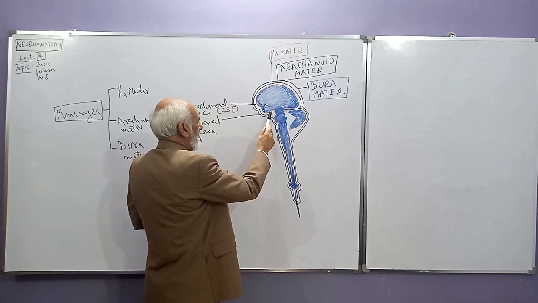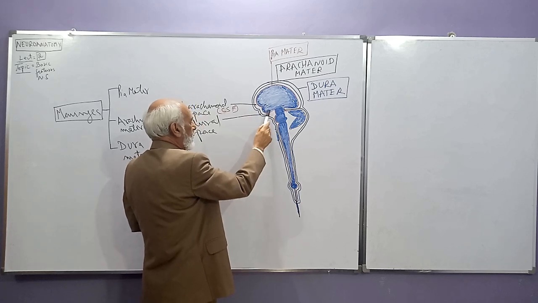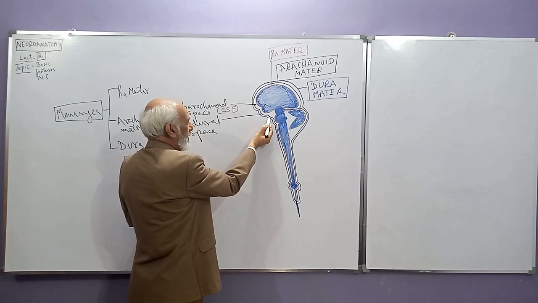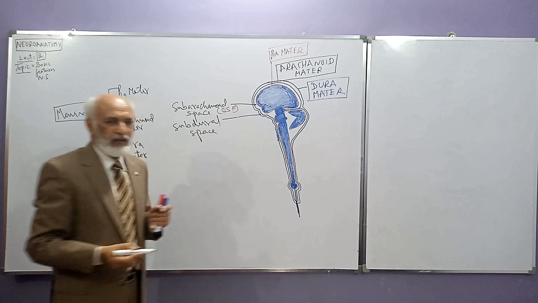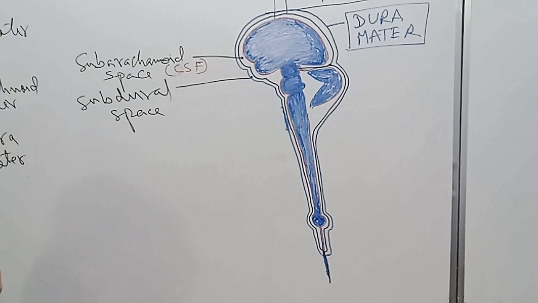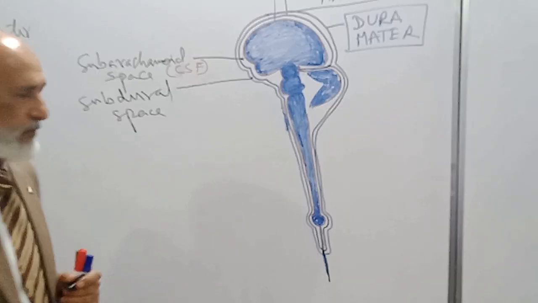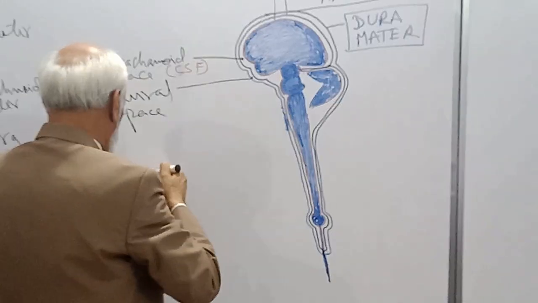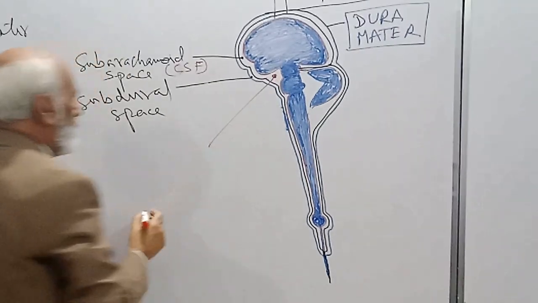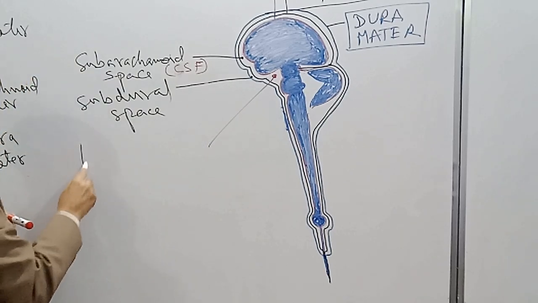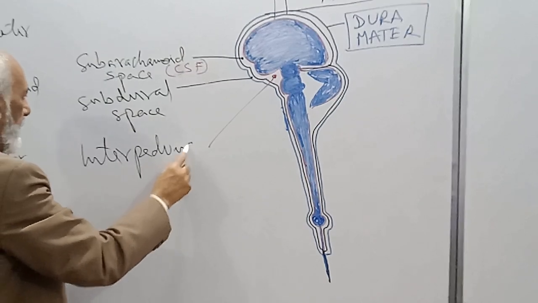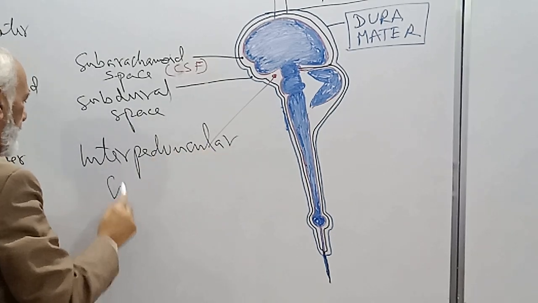There are some parts of the subarachnoid space which are wider. For example, you can see here, this is the pia mater, this is the arachnoid mater. Can you see? The subarachnoid space is comparatively more dilated. Such spaces are known as cisterns. Now you can see here this space is known as the interpeduncular cistern.